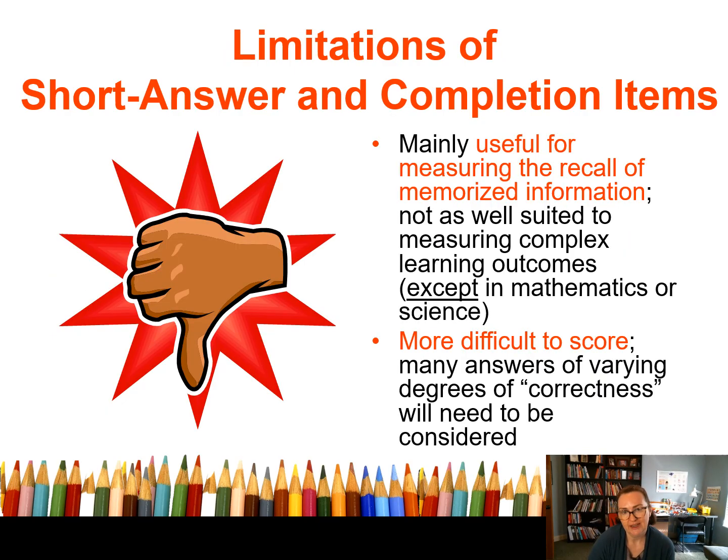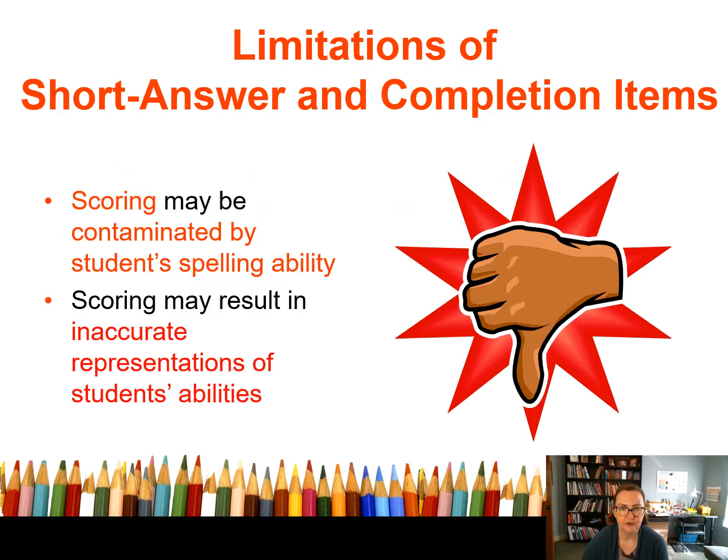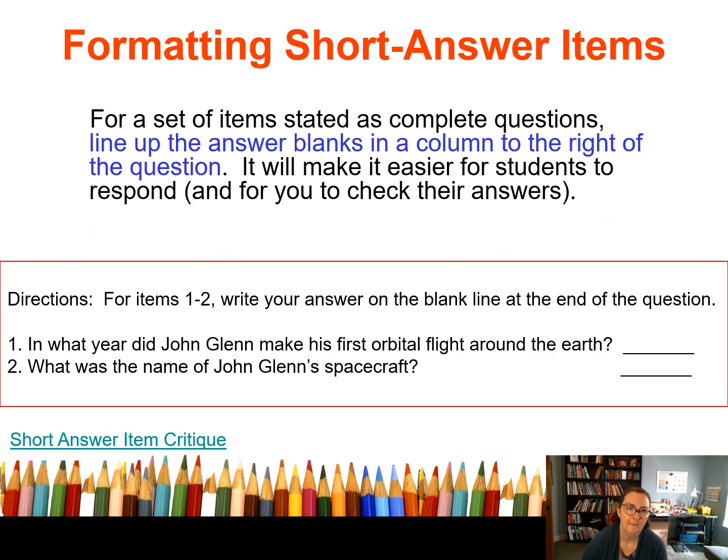Short answer and completion items also have some limitations. They're mainly useful for measuring recall of memorized information. They're not as well suited for measuring complex learning outcomes, except maybe in math or science. They're more difficult to score because there's more varying degrees of correctness that need to be considered. Scoring can also be contaminated by students' spelling abilities, and scoring can result in an inaccurate representation of students' abilities if you're not careful.